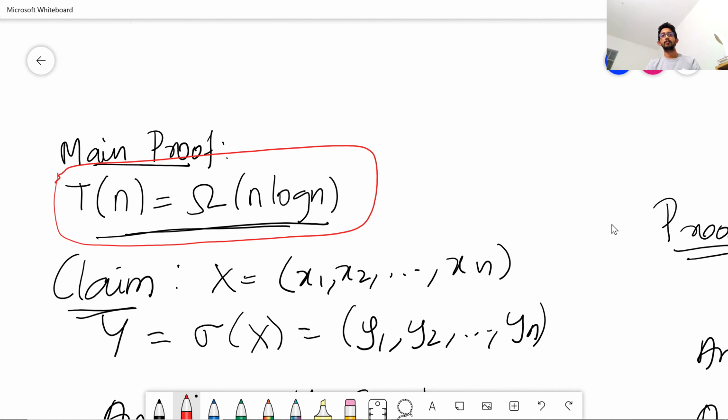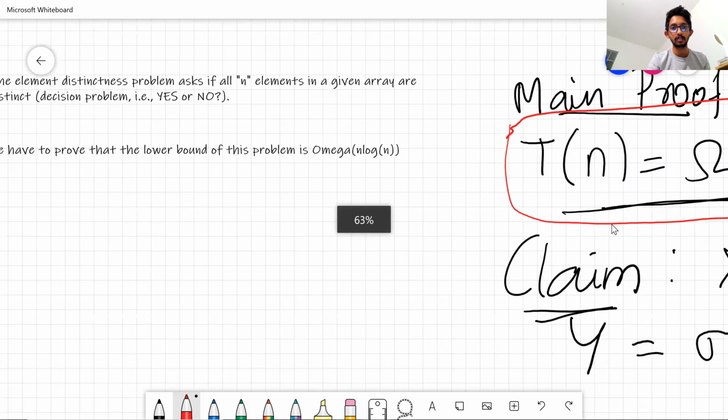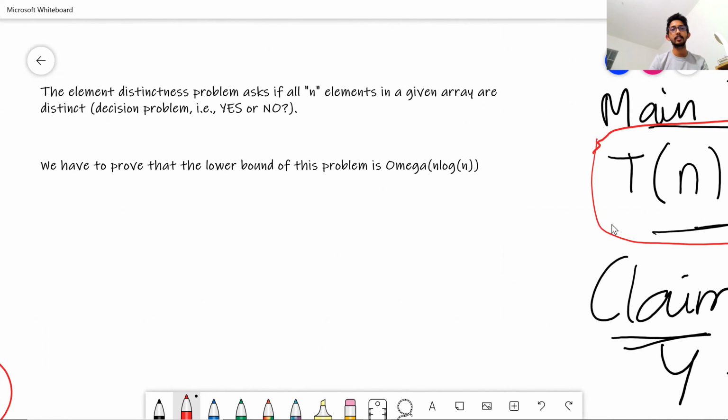This is a new proof, not the sorting lower bound proof. This is a new lower bound proof that was proposed way back. So this is how it goes. This is how we prove that the element distinctness problem can be solved in at least n log n time, and it cannot be solved in less than n log n time. It takes a minimum of n log n comparisons or calculations to prove that the array is distinct or the array is not distinct. Thank you.